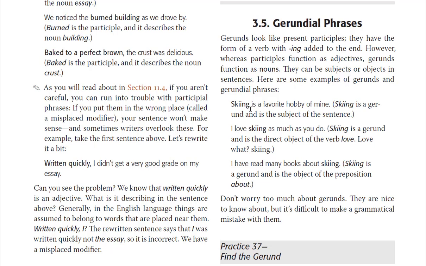And so with gerunds, let's forget about that for a second and focus on gerunds. Gerunds can be used as a subject, or as an object. I love skiing as much as you do. Skiing is a gerund and is the direct object of the verb love. What is it that you love? You love skiing. I have read many books about skiing. Skiing is a gerund and is the object of the preposition. Don't worry too much about gerunds, especially if you're not an ESL or an ELL student.